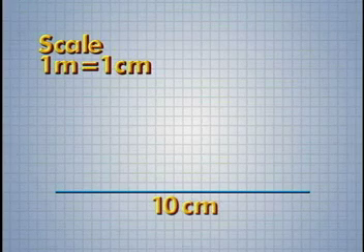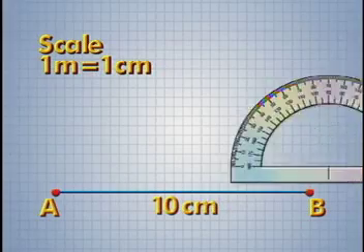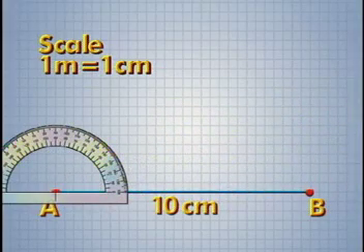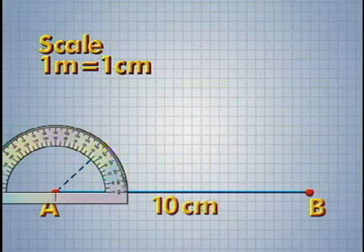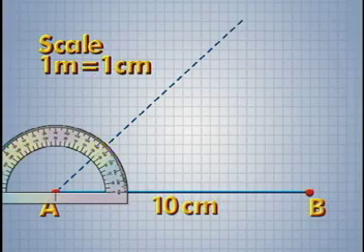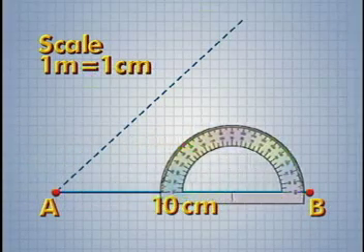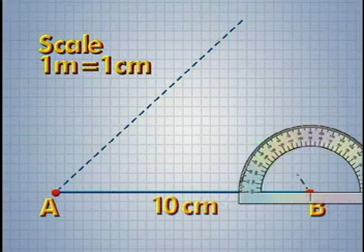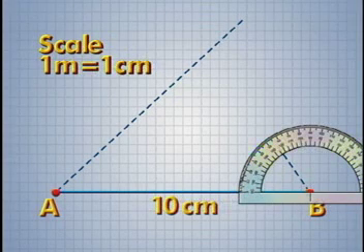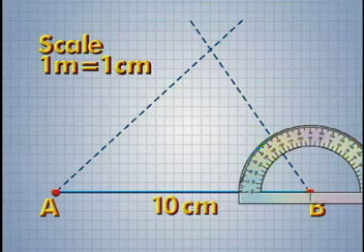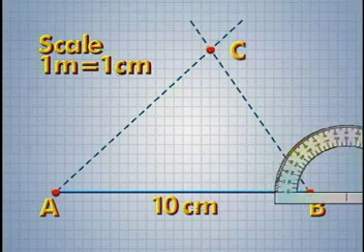Mark one end of the drawn line as point A and the other end as point B. Using our protractor at point A, we measure an angle that is the same number of degrees as the angle we measured outside for point A. Let's mark and draw the angle. At point B, we do the same thing. Now measure an angle that is the same number of degrees as the angle we measured outside for point B. As you can see, the two lines intersect. We mark the point of intersection as point C.